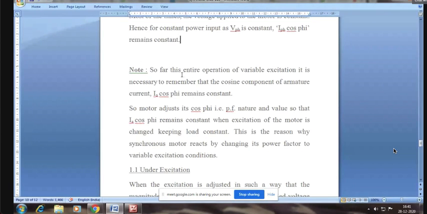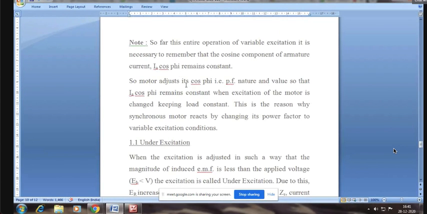Therefore, the motor adjusts its cos phi, that is power factor, so that Ia cos phi remains constant when the excitation of the motor is changed, keeping load constant. So that means when we are keeping the load constant and trying to vary the excitation, the power factor keeps changing in order to keep Ia cos phi constant. Is that clear?